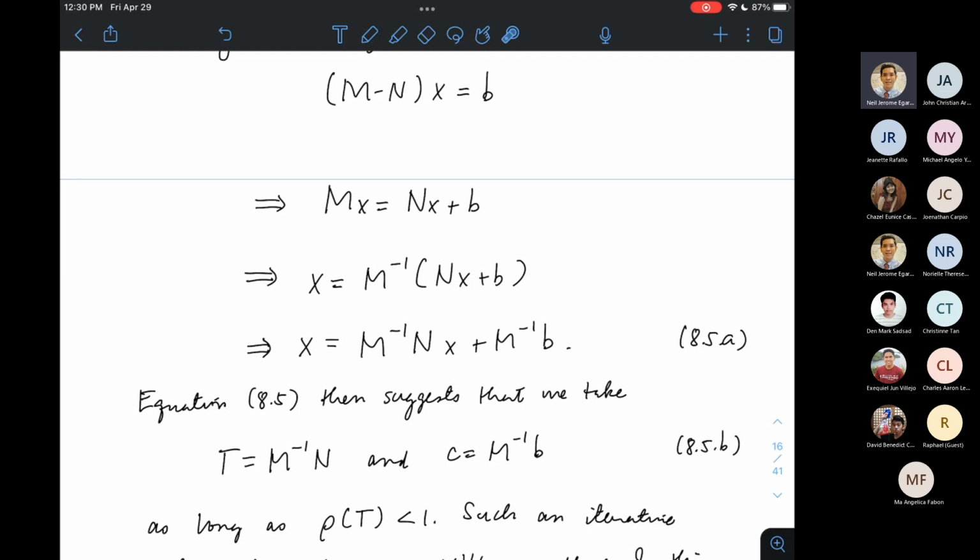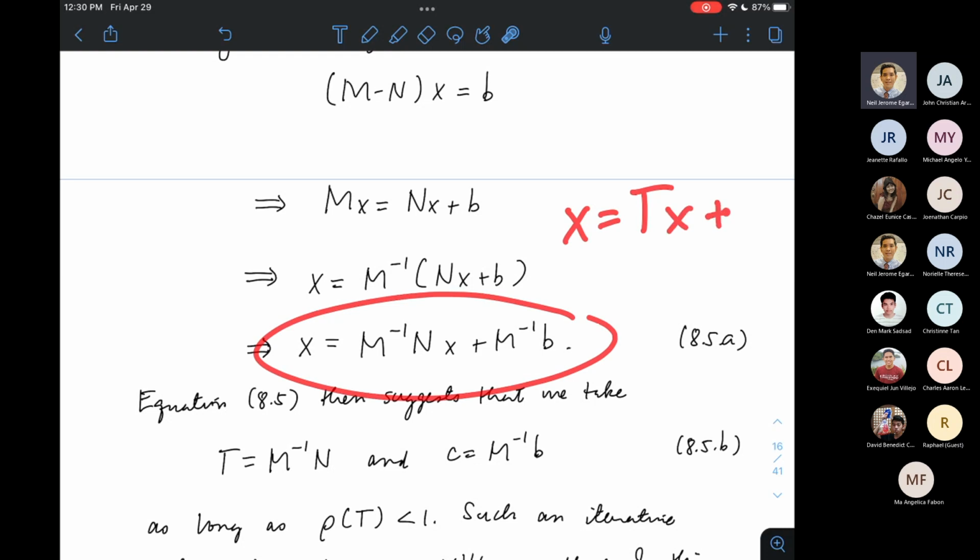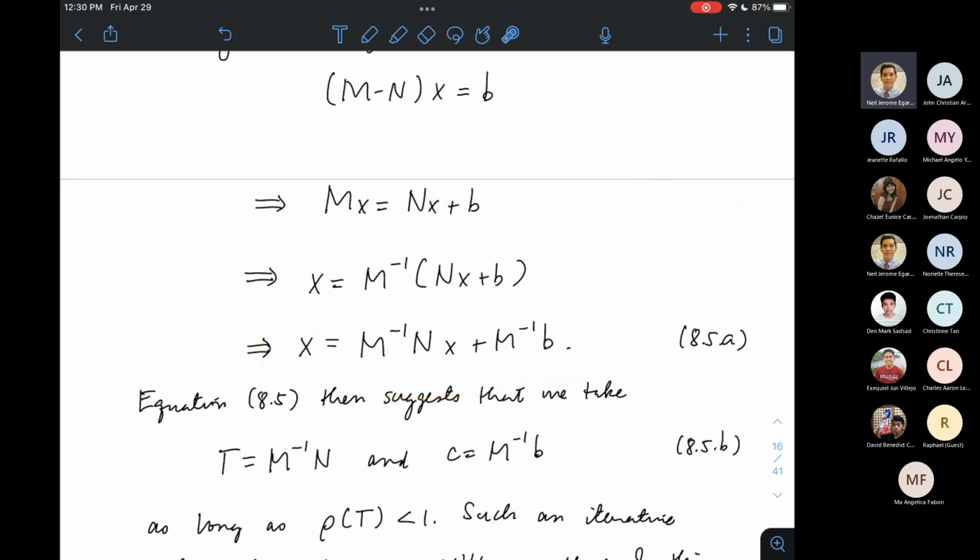tapos i-compare natin to dun sa fixed point formula. So remember our fixed point formula or our fixed point problem is this. Okay? x equals Tx plus c. So ngayon, yung equation 8.5a suggests that we take T to be essentially this guy. Our iteration matrix will be M inverse times N, and our translating vector to be M inverse b. And that's what we have in 8.5b.